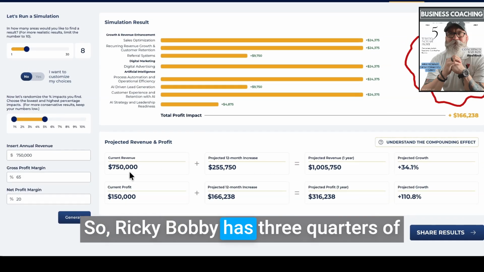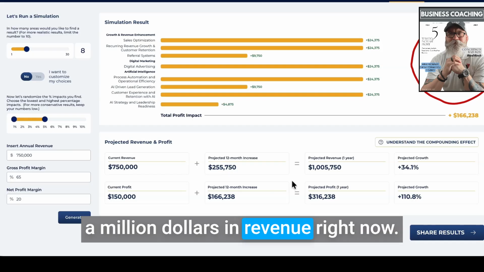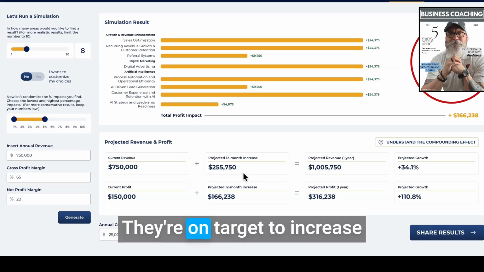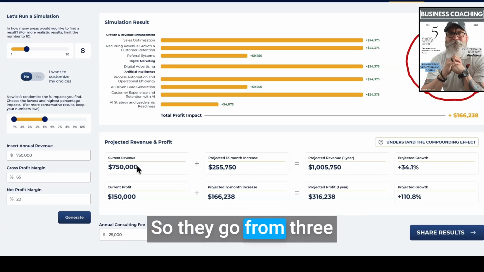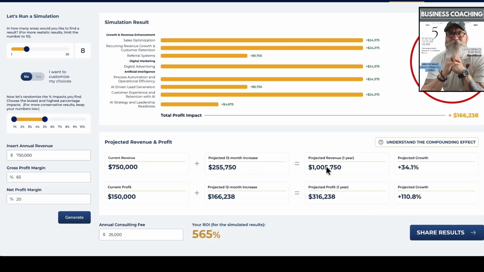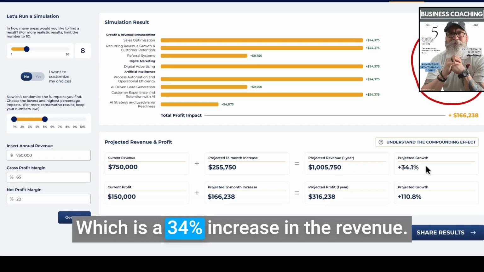So Ricky Bobby has $750,000 in revenue. Right now, they're on target to increase that revenue by $255,000. So they go from 3/4 to roughly $1 million, which is a 34% increase in the revenue.